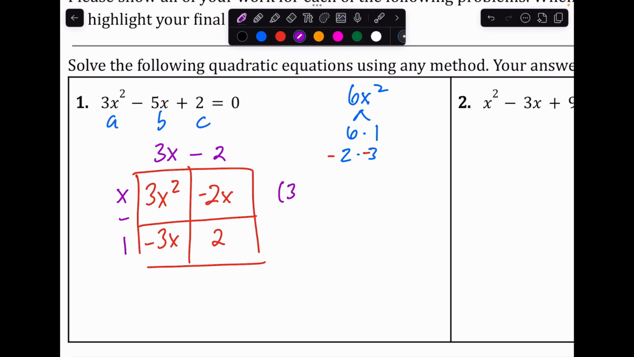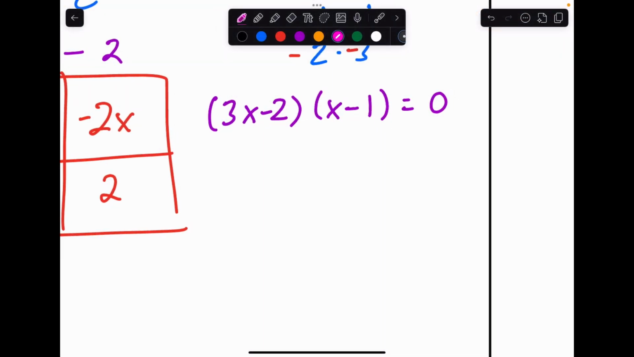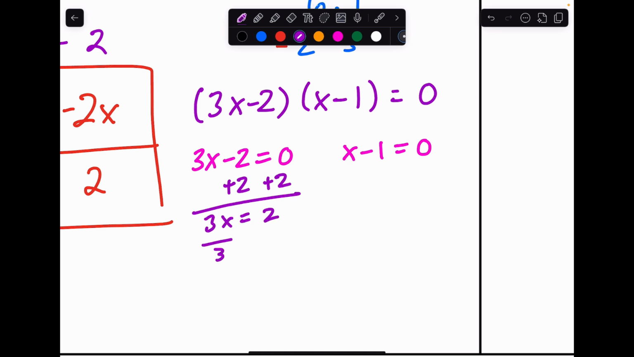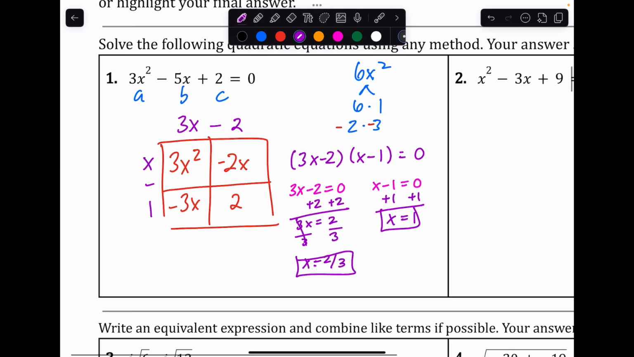So when I write it into factor form, I do get 3x minus 2, and then x minus 1 is equal to 0. Now I need to solve for x, where I set each of these equal to 0. So I have 3x minus 2 is equal to 0, and x minus 1 is equal to 0. Where I solve for x, get everything away from the variable, I get 3x is equal to 2, divide by 3, I get x is equal to 2/3 as one solution. And then I need to solve for the next one. I add 1 to both sides, x is equal to 1. So these are my two solutions for number 1.